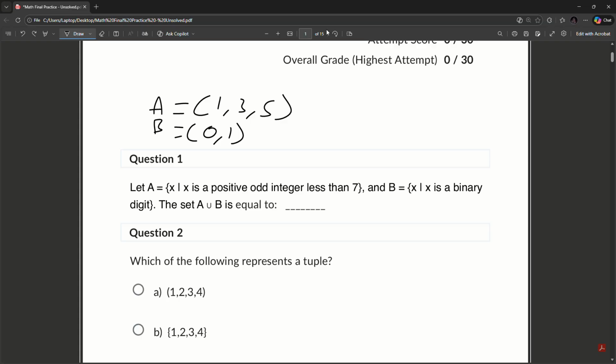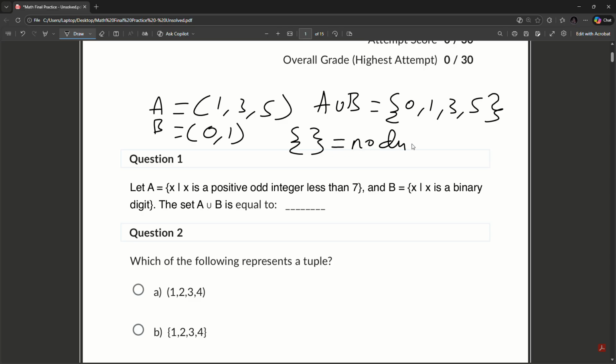So that means set A union B equals 0, 1, 3, 5. And the reason why it is not 0, 1, 1, 3, 5 is because in a set you have no duplicates, right? So this is A union B.